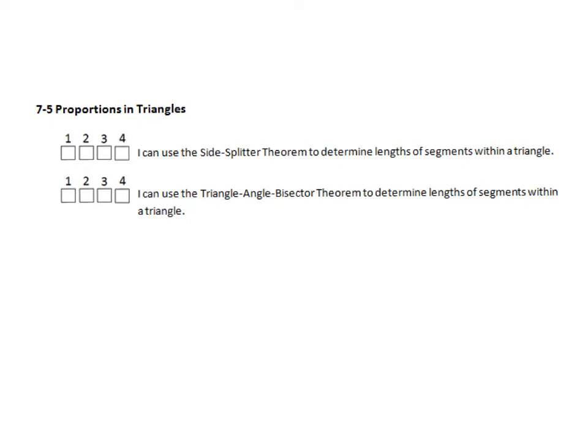Hey you guys, we are in section 5. We are going to look at proportions in triangles. So we have two objectives here. We want to be able to use the side splitter theorem to determine lengths of segments within a triangle, and we're going to use the triangle angle bisector theorem. So we have two theorems that we'll be using.